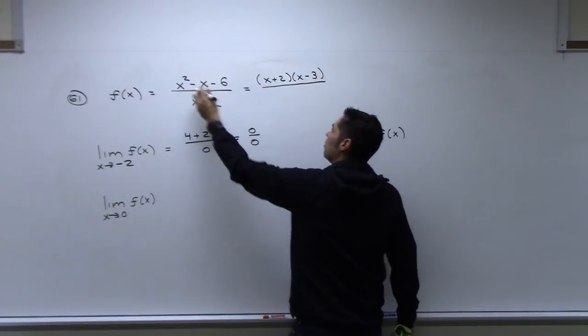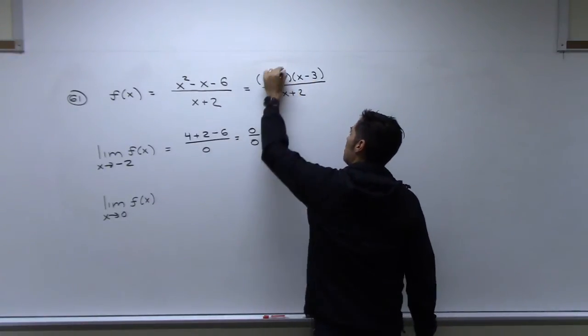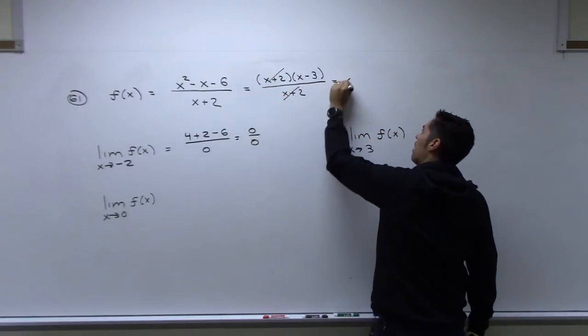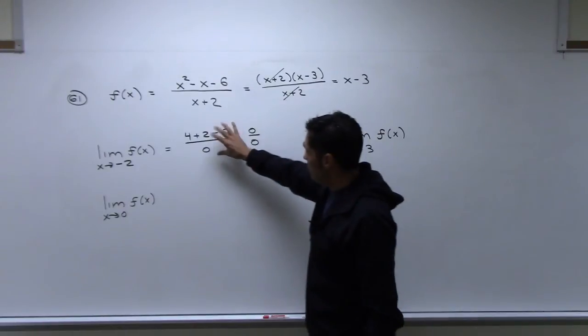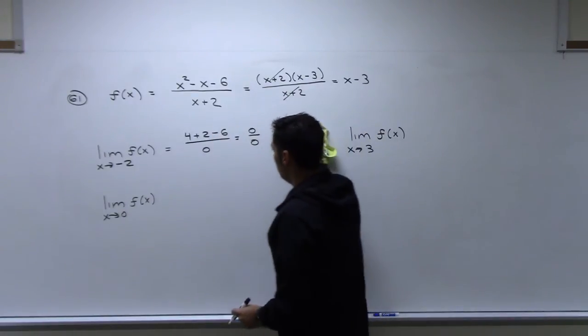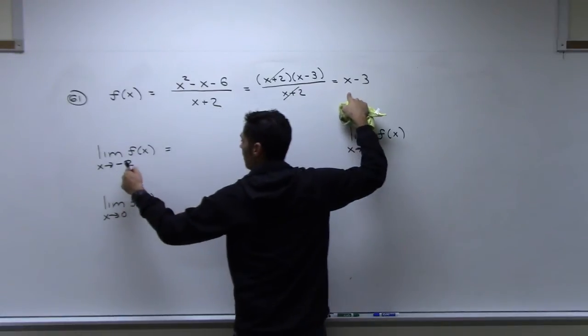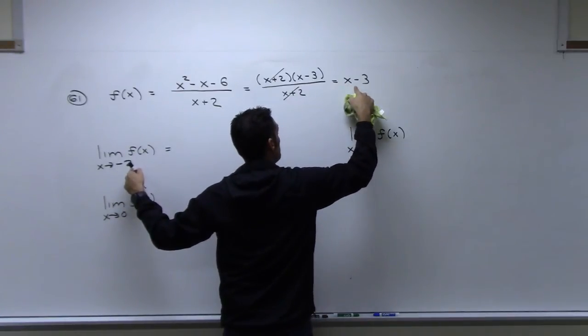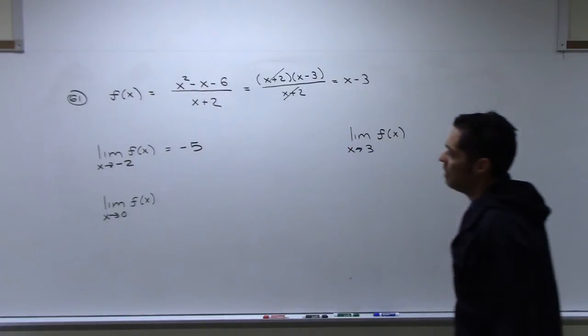Now I would trust that you could do that. And then the bottom is x plus 2. And these two factors cancel, and we're left with x minus 3. So to get around this 0 over 0, what we do is we algebraically simplify it first, and now plug in -2. We get -2 minus 3, which is -5. So our limit is -5.